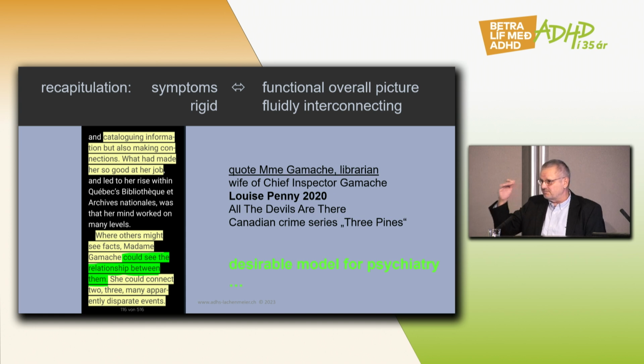We only look at symptoms as so-called facts. So this is a very superficial way. We need a functional overview, the whole picture, fluidly interconnecting things. We have to go back to this kind of thinking and exploring, researching. Research, science, research in the sense of exploring. It's like exploring a country, walking through it, smelling it, taking it up, and then of course also statistics, but just as one of the means. In psychiatry, we have gone, I think, really the wrong way.